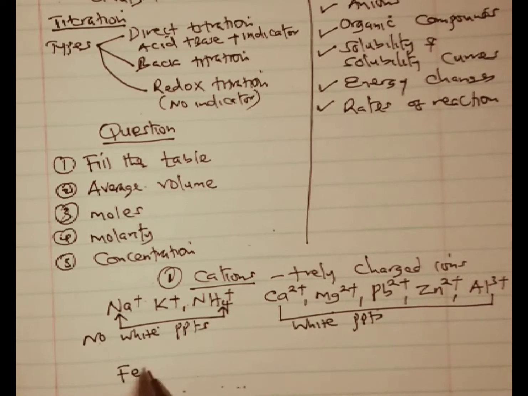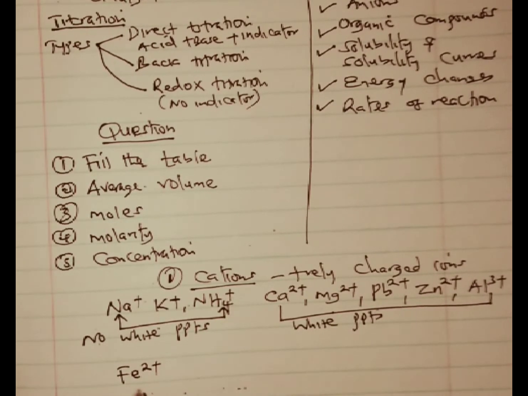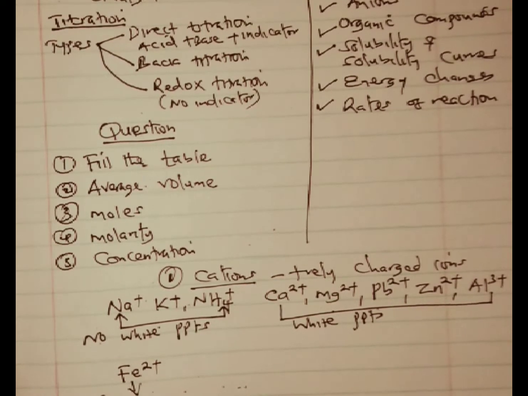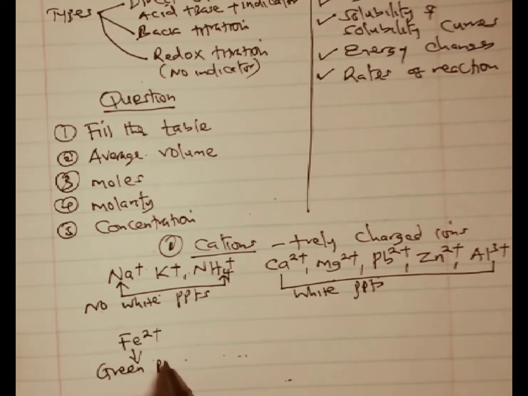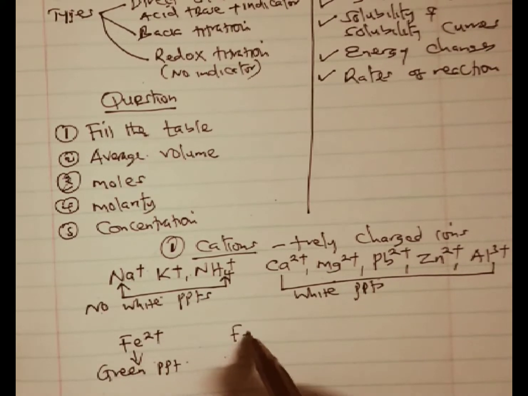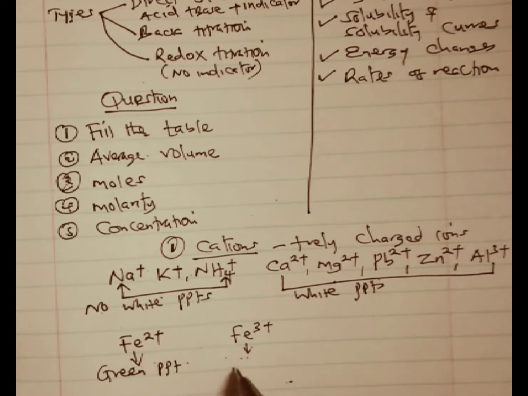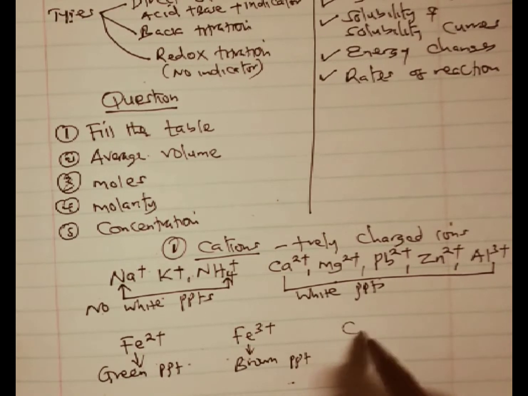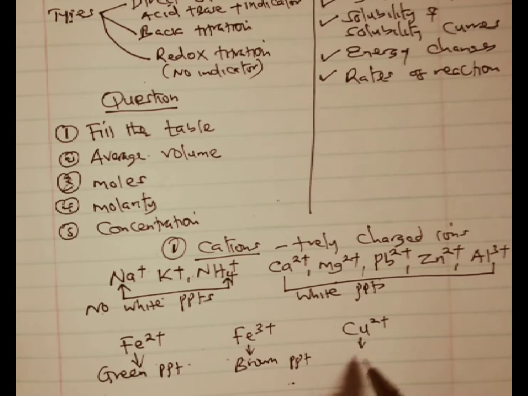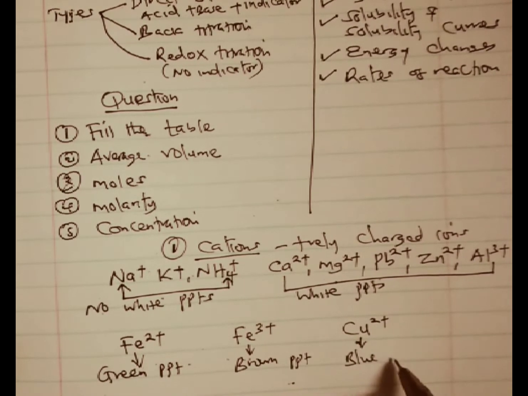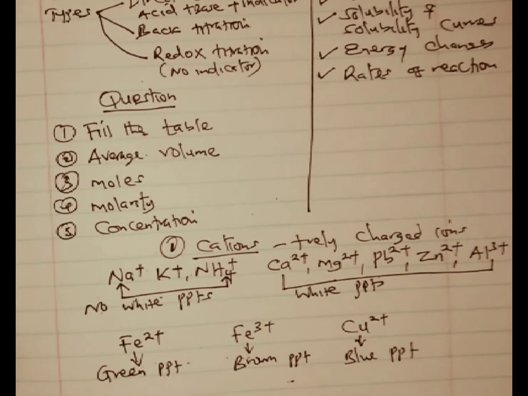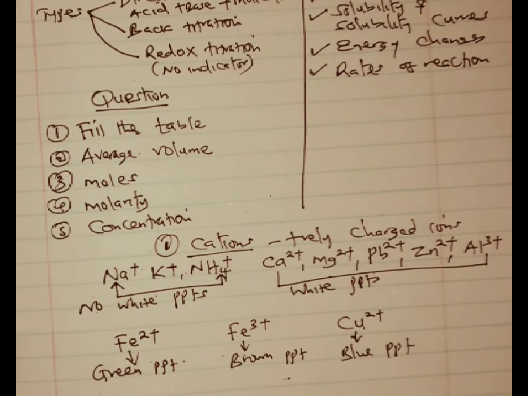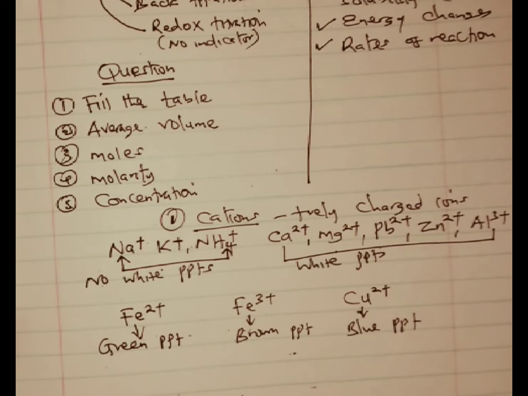That is, we have iron 2 ions, which form a green precipitate. We have iron 3 ions that form a brown precipitate. We also have copper 2 ions that form a blue precipitate. Those are the cations that we are going to test, and we are going to deal with each category at a time in a moment.